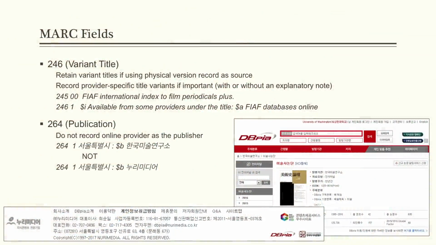Okay, 246, variant title fields. When you have a print version record that you are either using as the basis or you just have for information about the resource, go ahead and carry over the 246s from the print version record into the online version record, because it's the same resource and they will likely apply or provide useful access. In addition, if you have provider-specific titles that are only represented in one provider but not in another one, go ahead and add those in the 246 as well.